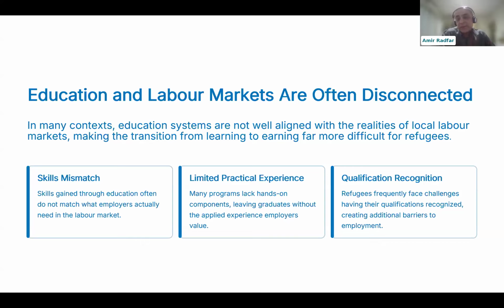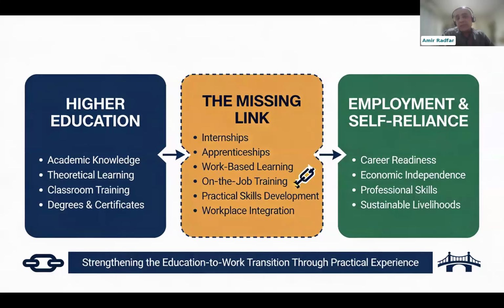So even more challenging is that connection between higher education and employment and self-reliance. And this is really the missing link, because on one side, we supply the education, the academic knowledge and qualifications, the supply side. And on the other side, we have employment and self-reliance. And we want to see quick income-generating opportunities for refugees. But what's often missing is the bridge between these two. And that bridge usually includes things like internship, traineeship, apprenticeship, or any sort of work-based learning.